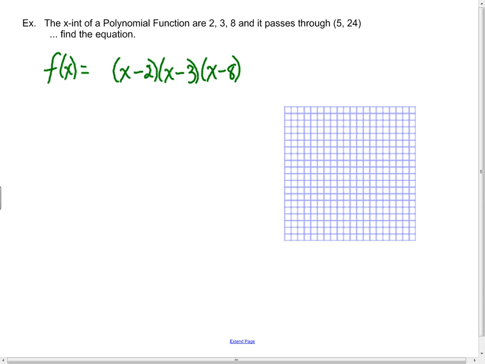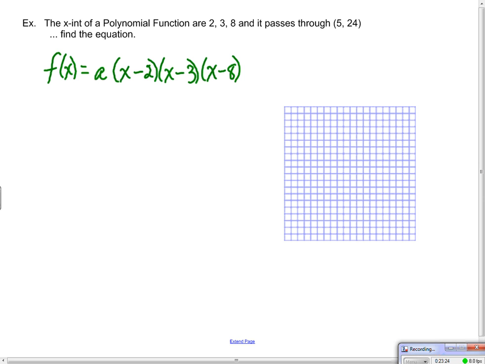But it is possible that when I started my factoring business, there was a greatest common factor of some number. So I'm just going to call it a, my leading coefficient. So I know that my polynomial function, which has 3 x-intercepts, would look something like that.